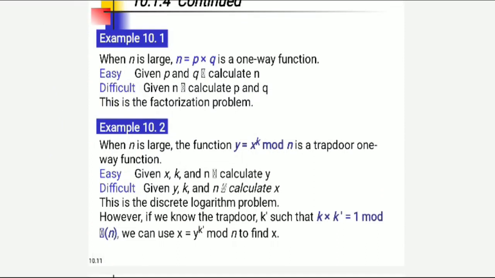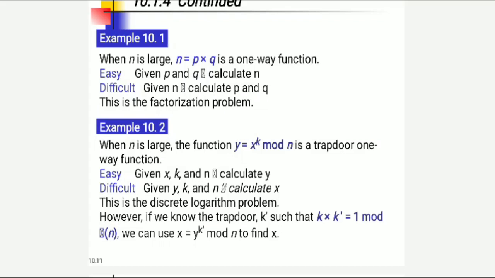Let us see some examples of the trapdoor function. When n is large enough, n equals p times q is a one-way function, because given p and q, we can easily calculate n. But when we are given n and we have to calculate p and q, it is very difficult to find the values of p and q. This is known as the factorization problem in mathematical terms.